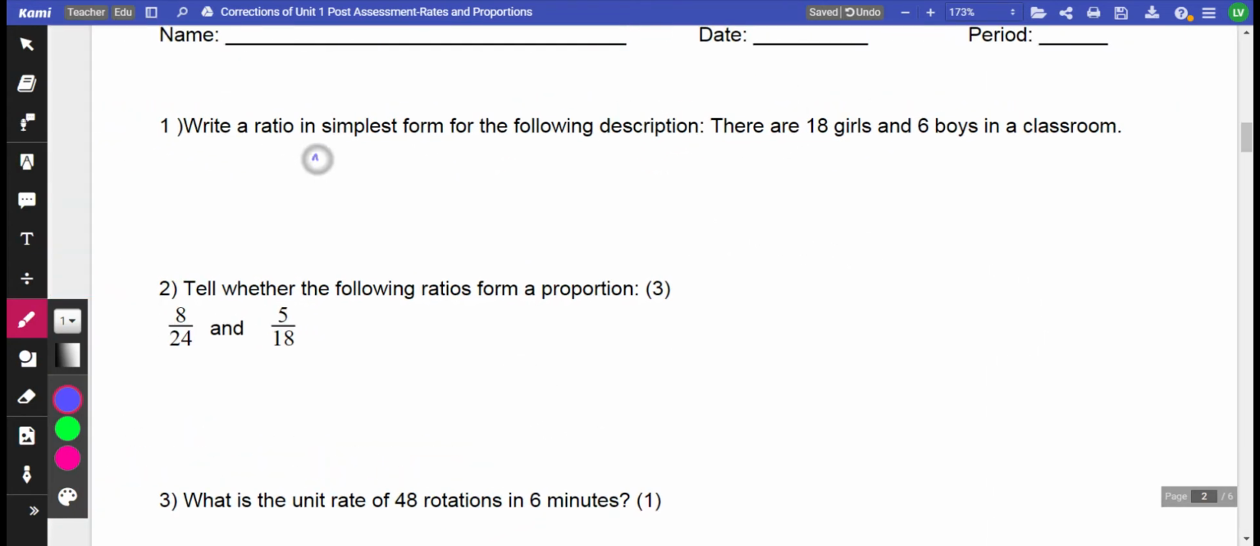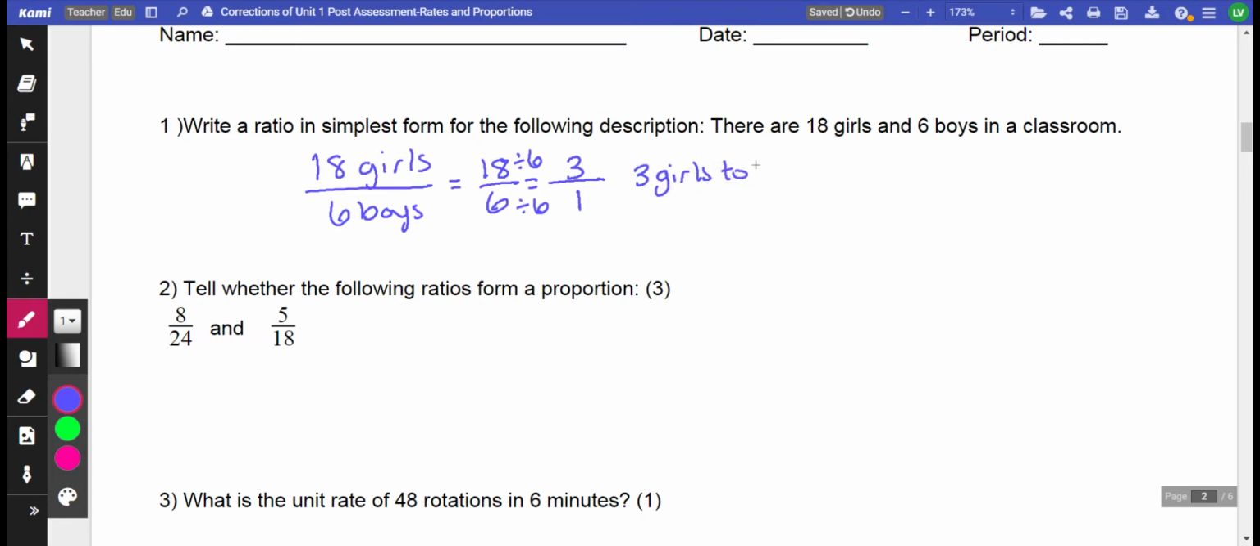So we're going to set up the ratio of 18 girls to 6 boys, and then make that into a ratio in simplest form. So I'm going to actually rewrite this as 18 divided by 6 without any labels. To get this in lowest terms, I'm going to divide 18 and 6 by 6. And that's because I know that 6 goes into 18 and into 6. 18 divided by 6 gives me 3. 6 divided by 6 gives me 1. So that means that there are 3 girls to 1 boy.